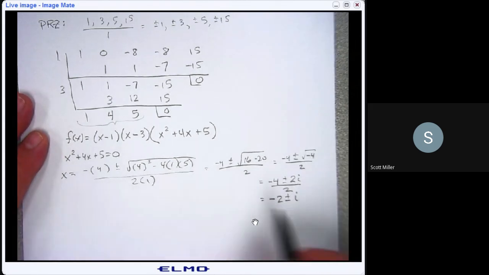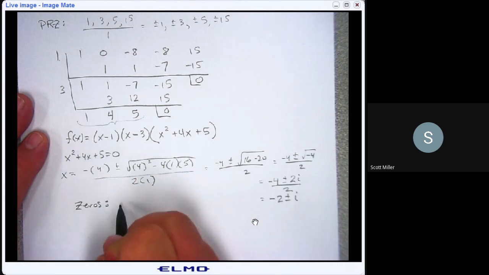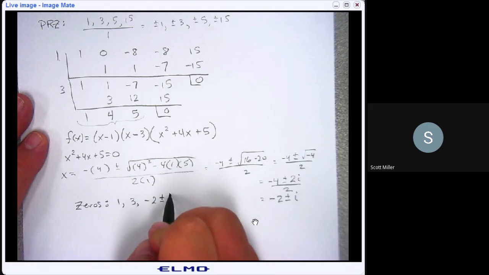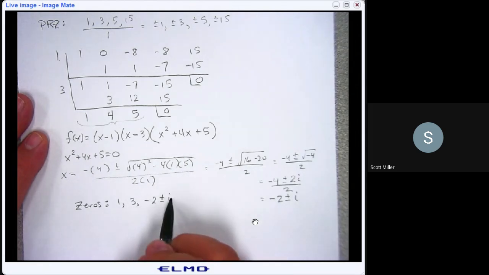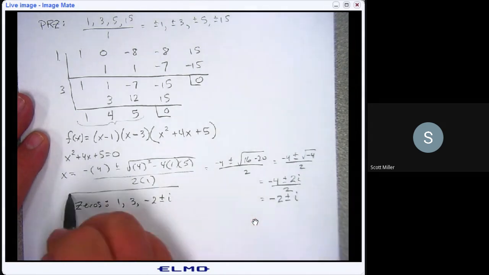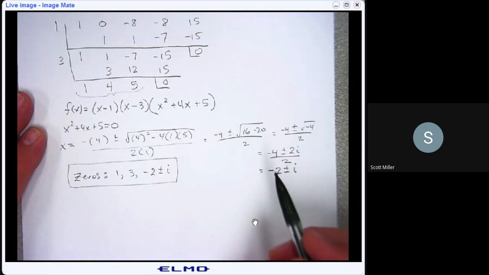So I can list my zeros. And they are 1, 3, and you can list these together, negative 2 plus or minus i. So one is negative 2 plus i, the other one is negative 2 minus i. So you can list it that way. You can also separate them if you wish. That is the zeros list.